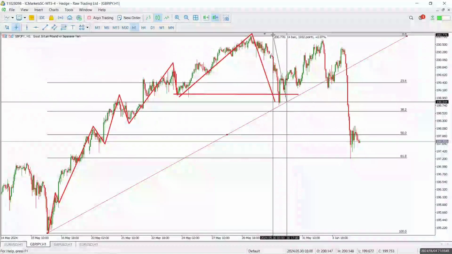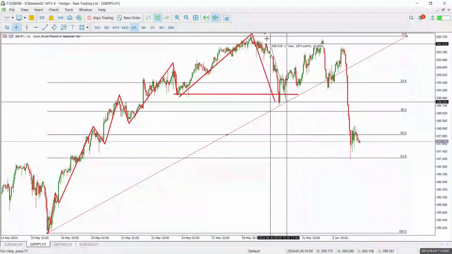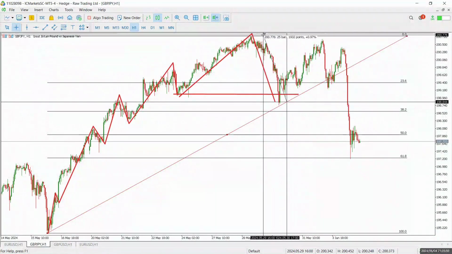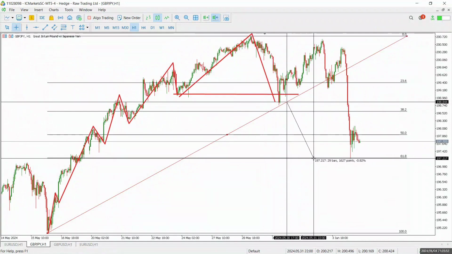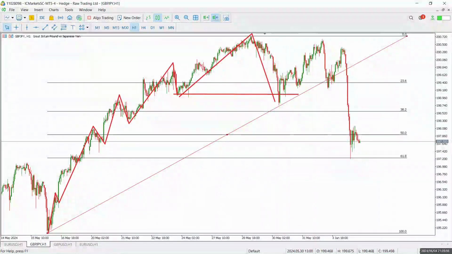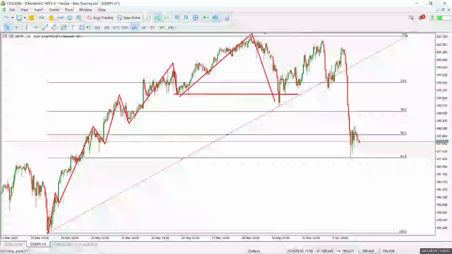Enter immediately, put your stop loss at the high, then sell to 61.8. Your stop loss at the high directly here is 193 pips. Then your take profit here is what? 162 pips, which is a negative risk reward. Okay, in that case, what are you going to do to take advantage of this trade?